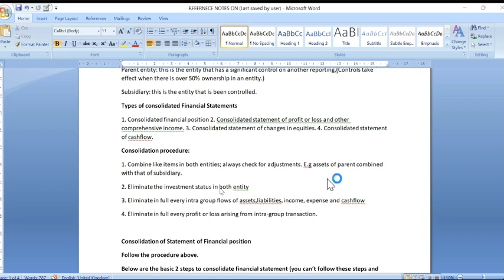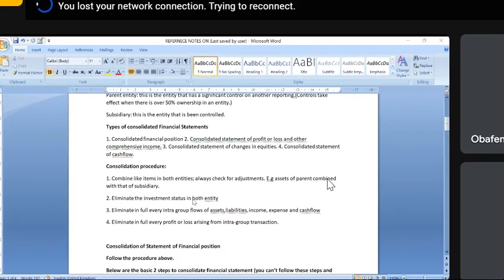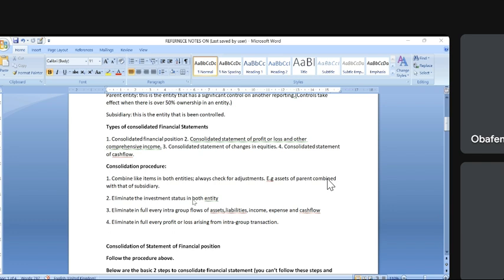So anything that has to do with asset, liability, income, expense, and cash flow movement is fully eliminated. And then number 4, you must fully eliminate what we call profit or loss arising from intragroup transactions. Intragroup transactions means transactions between the parent and the subsidiary, or subsidiary and the parent. Therefore, the profit or loss that is made must be fully eliminated. You will learn all of these as you proceed, but bear this in mind. These are the 4 things that you must keep in your mind. You combine like items, eliminate investment status, eliminate in full any intragroup movement of elements of financial statements, and number 4, eliminate in full every profit or loss arising from intragroup transactions. Very, very important.